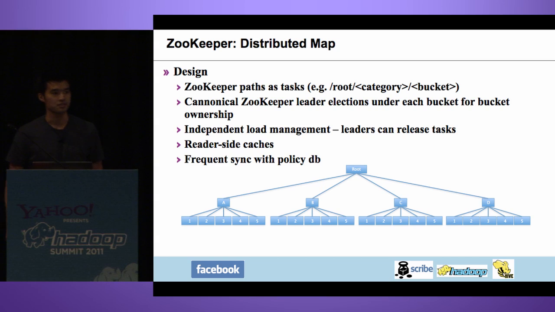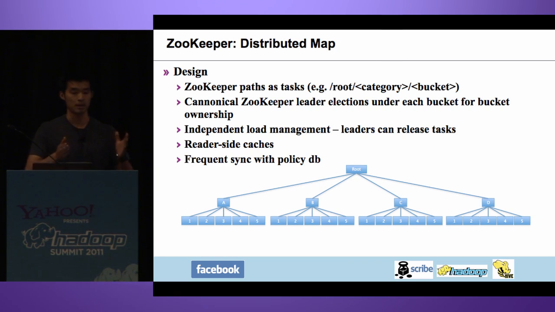So ZooKeeper is a distributed coordination system, as Sam mentioned. It can also be viewed as a sort of distributed file system, where you can put and get information in the form of paths. The paths that we define are category bucket pairs. In this case, it would be something like root category bucket.